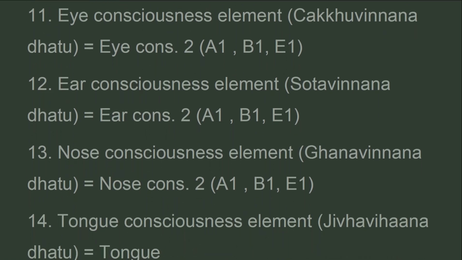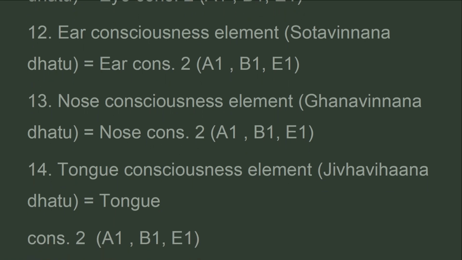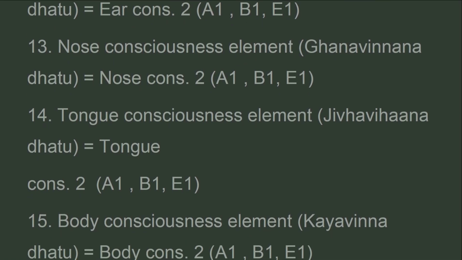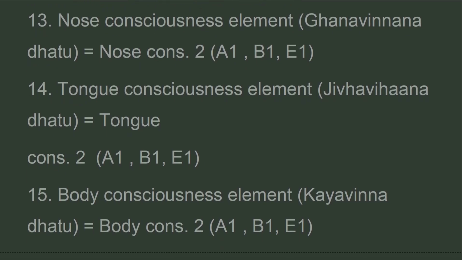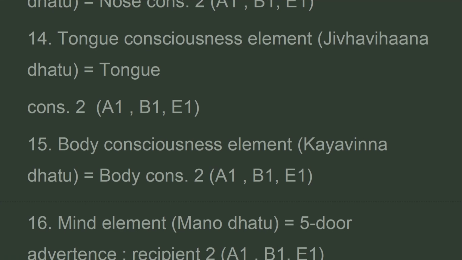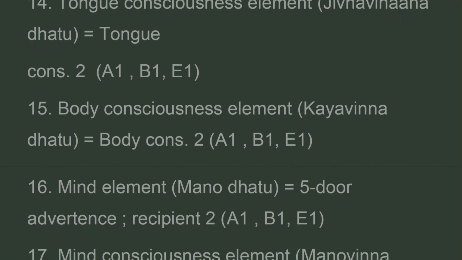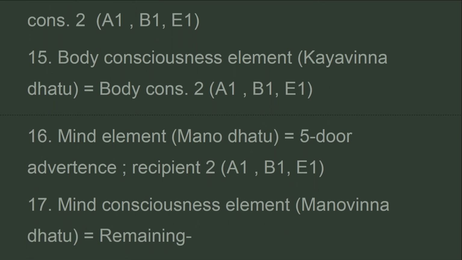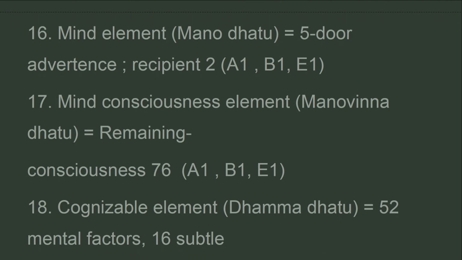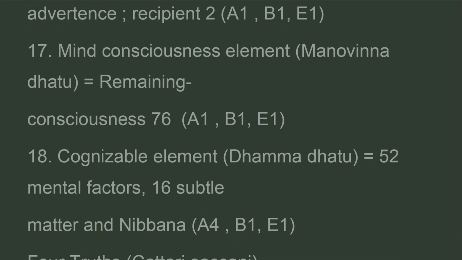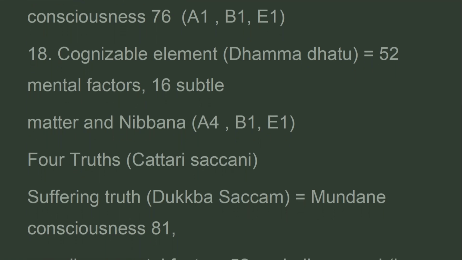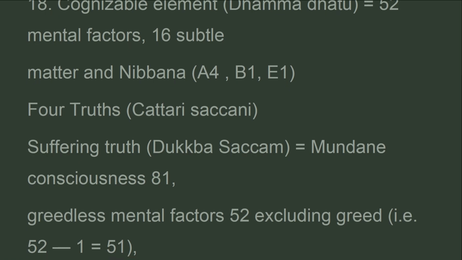11. Eye consciousness element equals eye consciousness 2. 12. Ear consciousness element equals ear consciousness 2. 13. Nose consciousness element equals nose consciousness 2. 14. Tongue consciousness element equals tongue consciousness 2. 15. Body consciousness element equals body consciousness 2. 16. Mind element equals 5 door advertence, recipient 2, 3. 17. Mind consciousness element equals remaining consciousness 76. 18. Cognizable element equals 52 mental factors, 16 subtle matter and Nibbana.